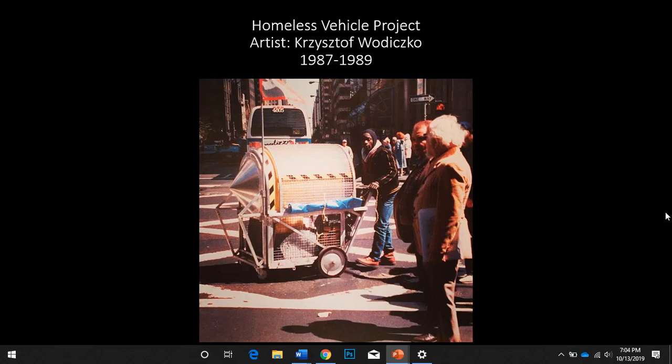Now, the date of the Homeless Vehicle Project, the late 80s, is significant because it places this work on the doorstep of postmodernism, which I locate within the 1990s, although there are some art historians, I'm sure, who would place this date earlier. Postmodernism has been read as a reaction against modernism.